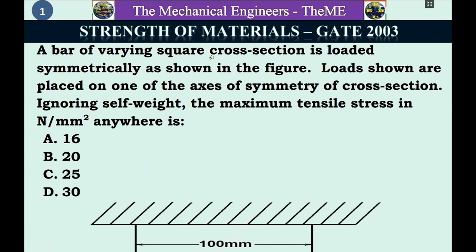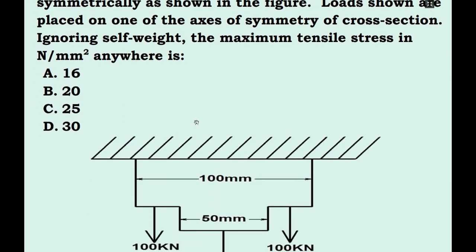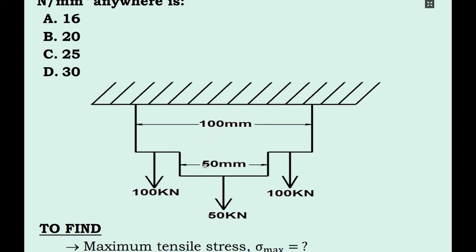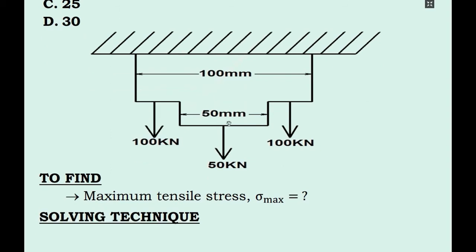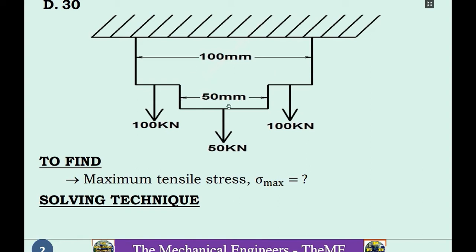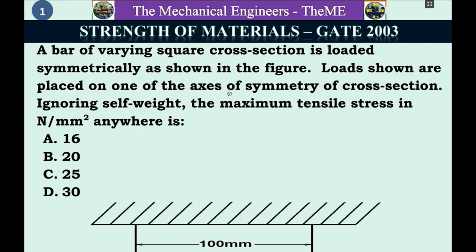A bar of varying square cross-section means a non-uniform square bar. The meaning of non-uniform square bar is a single square bar whose area varies at different sections. You can see here the picture of a non-uniform square bar. This is a single square bar and the area at this section is 50 mm into 50 mm and the area at this section is 100 mm into 100 mm. So the square bar will be considered as a non-uniform square bar. The loads 50 kN, 100 kN and 100 kN are exactly placed on the axis of symmetry. In this question, we have to find the value of maximum tensile stress induced in the non-uniform square bar.